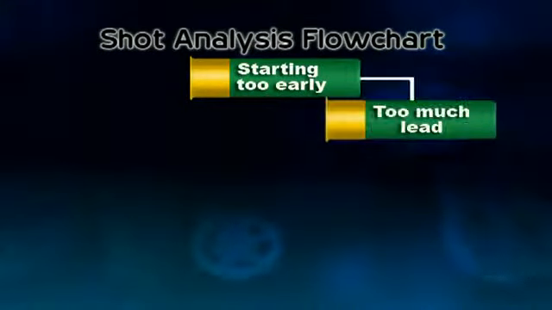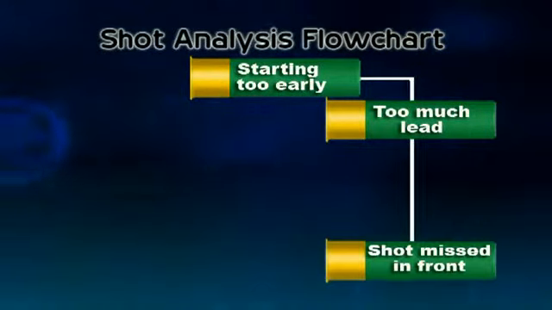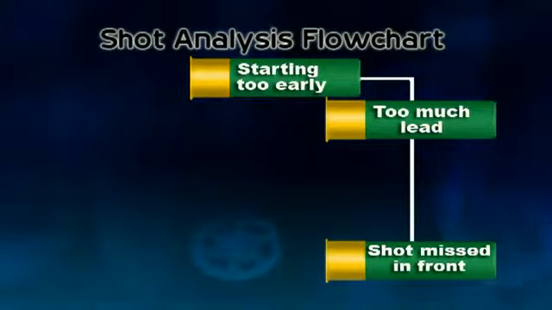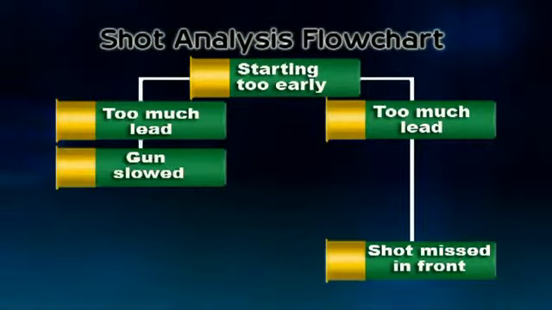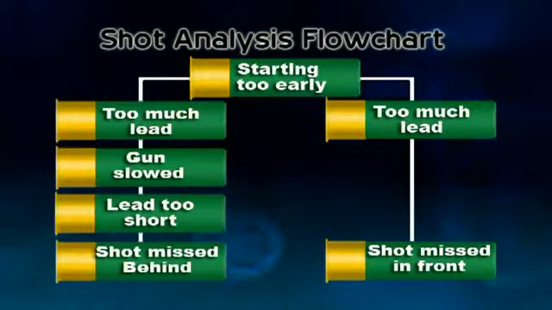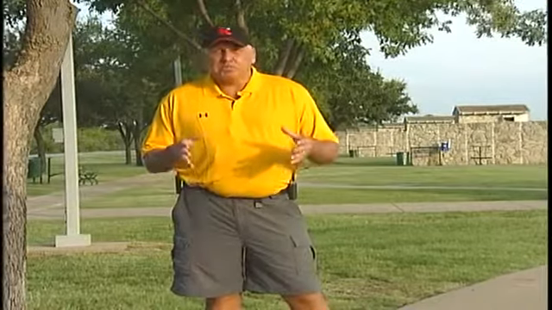A flowchart is a logical maze that basically says, if this happens, then this happens, then this happens. If that doesn't happen, then this happens, and so on and so forth. The idea of a flowchart is integral to problem solving, and we can use a flowchart to help us with problem solving in shooting.